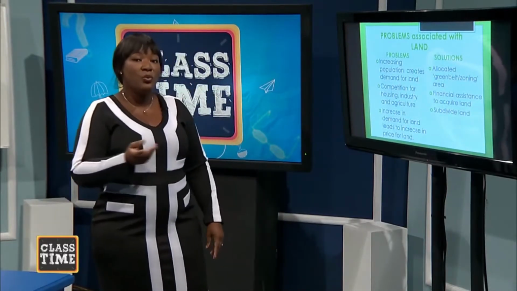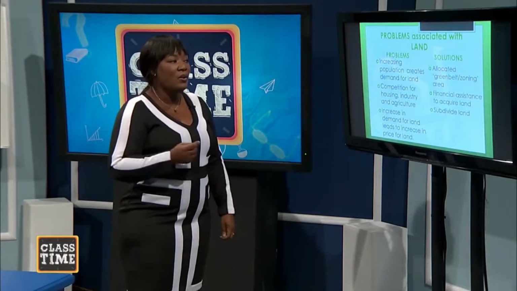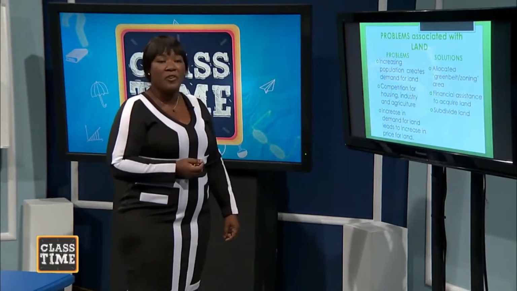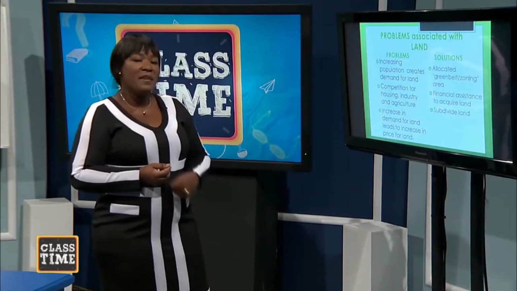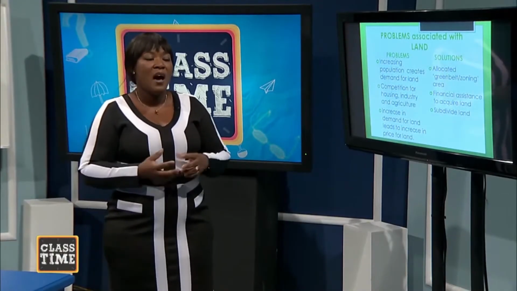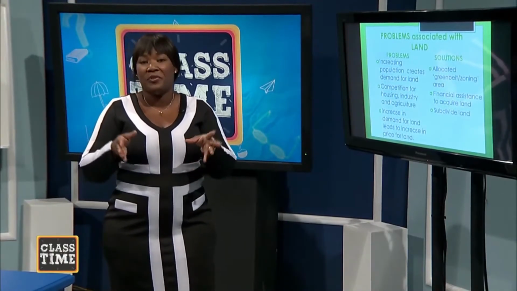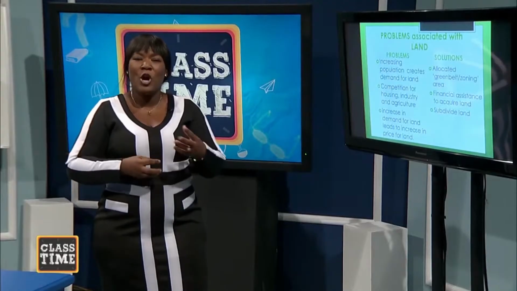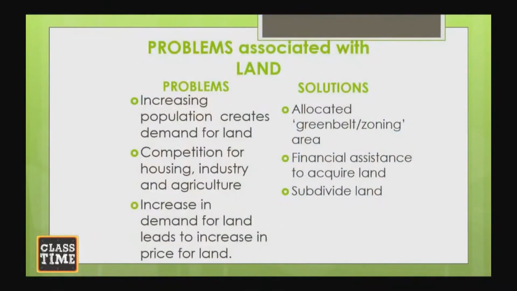Now let's look at a few solutions. First, allocated greenbelt or zoning of a few areas, which I know you may see along the way. These areas are designated just for farming. So you wouldn't have any permanent structures being erected on these land areas. 2, we look at financial assistance to acquire this land.